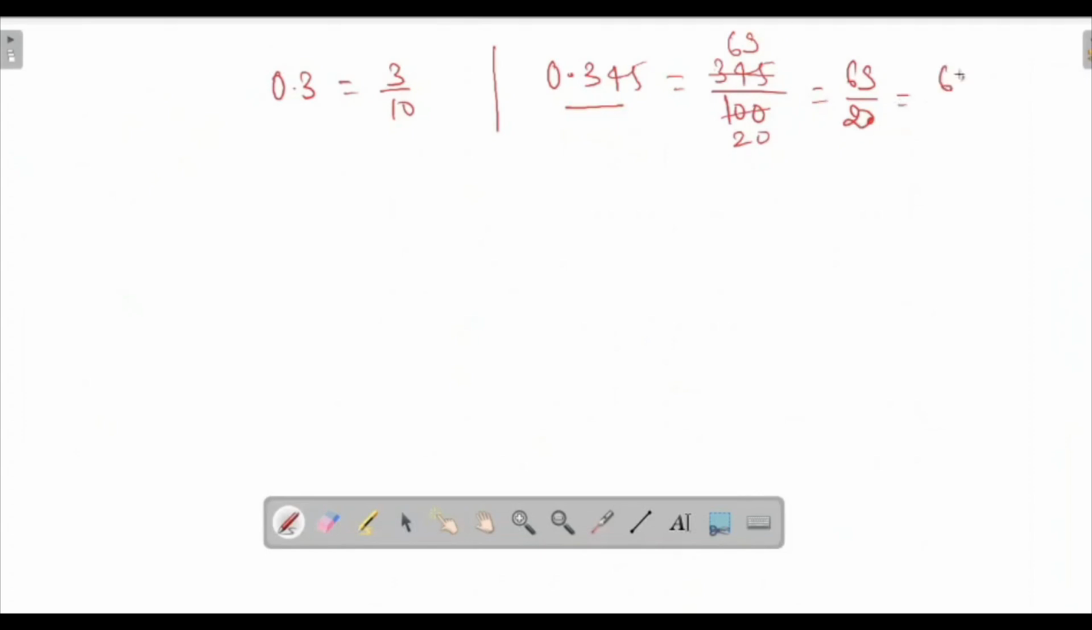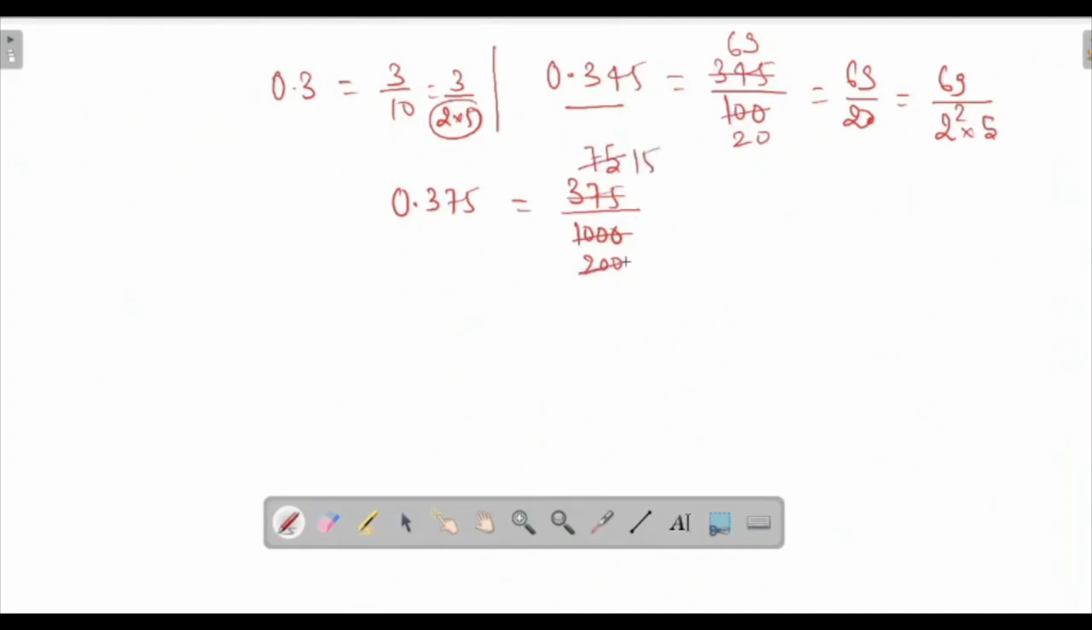Now 69 is divided by 20, and I'm just writing 20 as a factor of 2 square into 5. Here also this is 3 and this is divided by 2 into 5. Another number like 0.375. I'll write it as 375 divided by 1000. Now let's divide it by 5 because this looks like it is divisible by 5. So this will be 15, and then 0.8. Now this is 3 by 8. So now this can be written as 3 divided by 2 cubed.